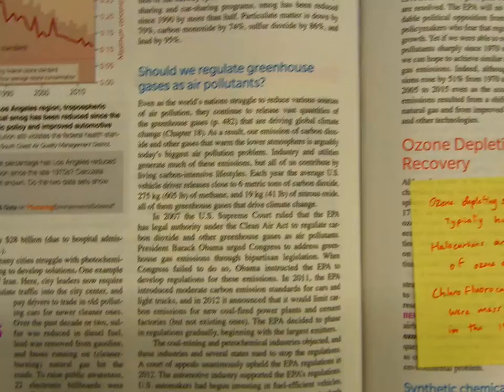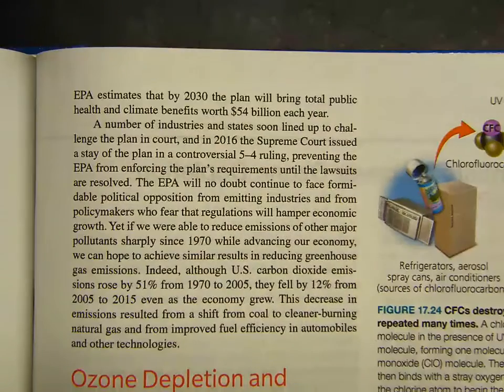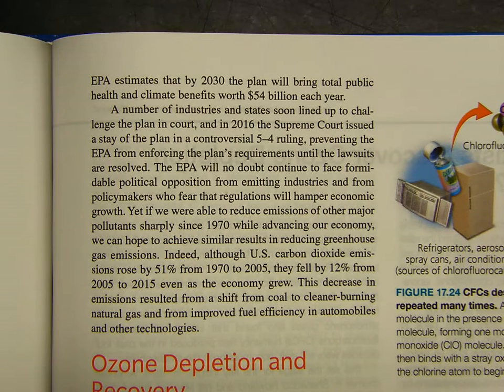However, like it says at the top of page 465 here, let's zoom in so we can read it. A number of industries and states soon lined up to challenge the plan in court. And in 2016, the Supreme Court issued a stay of the plan. A stay basically means, like it says right there, preventing the EPA from enforcing. It means, hey, you can't put it into effect just yet. So that's basically what was going on with the EPA trying to do that.